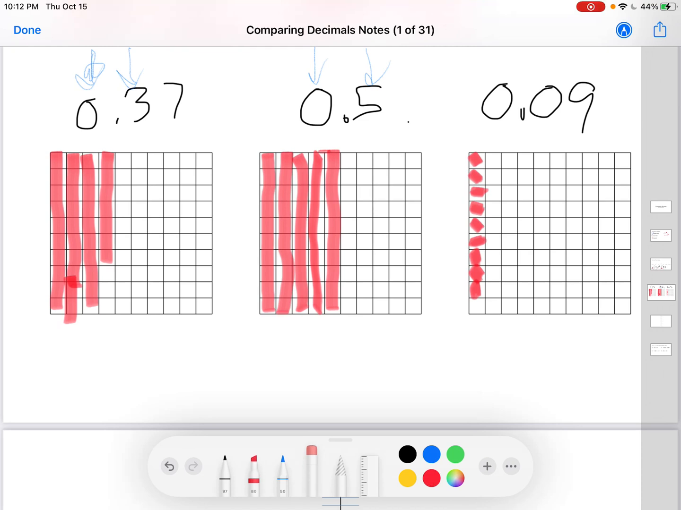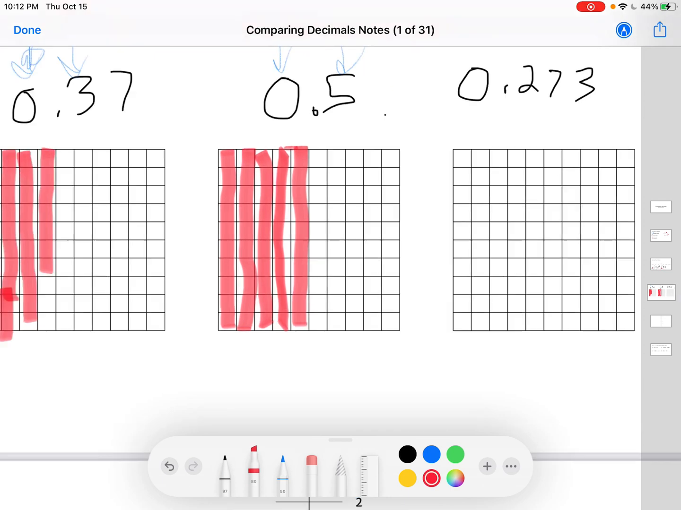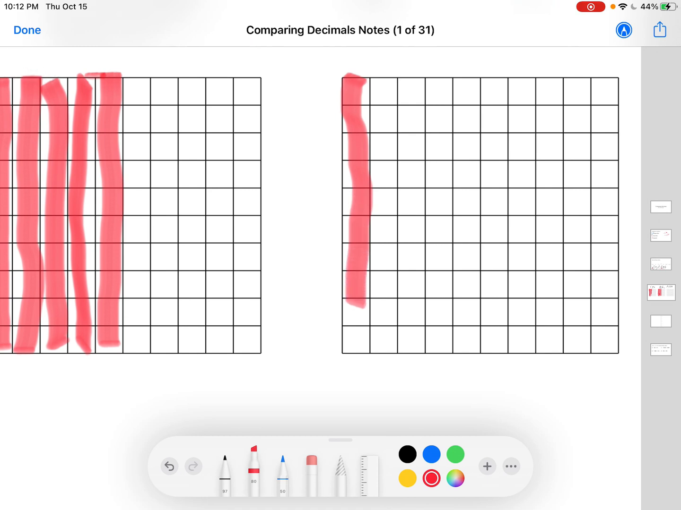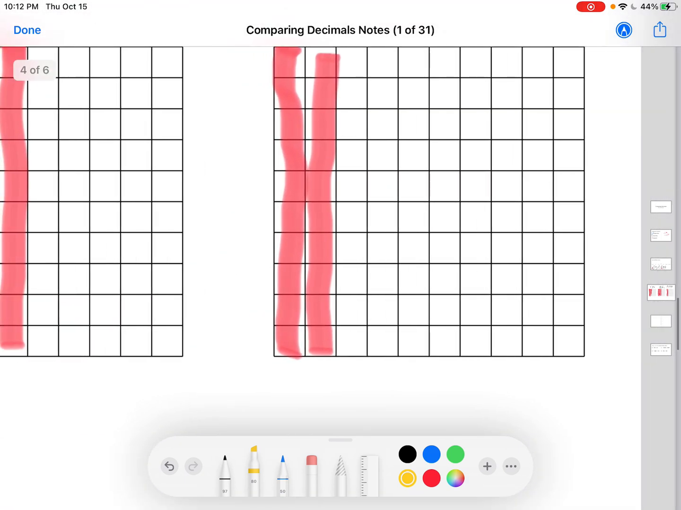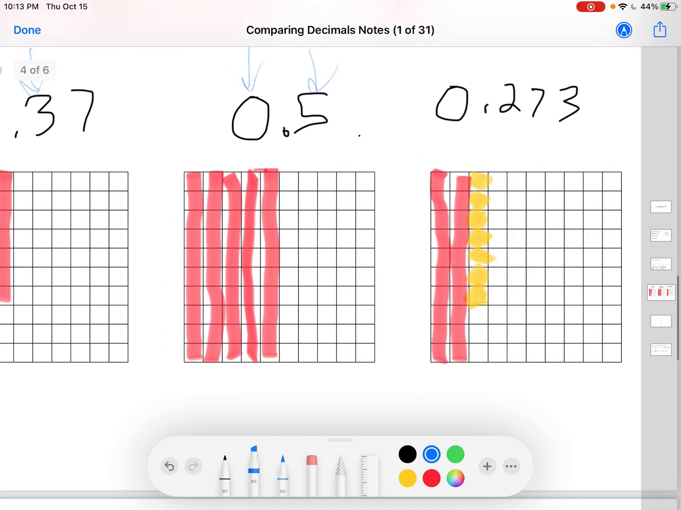Now you might also say to me, Mr. Zengerle, what about the thousandths place? How would that work? Well, I'll try it. Let's try 0.273. Okay. Well, how many tenths are there? There are 2 tenths. So I'll shade in 2 tenths. Okay. Now, how many hundredths are there? There are 7 hundredths. So I'll go 1, 2, 3, 4, 5, 6, 7 hundredths. Now, how many thousandths are there?